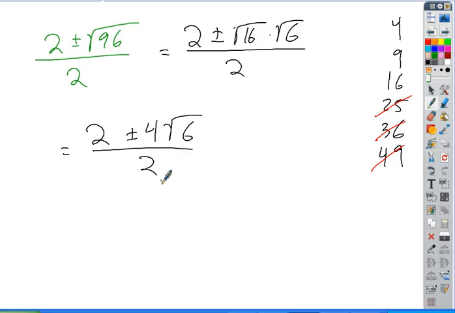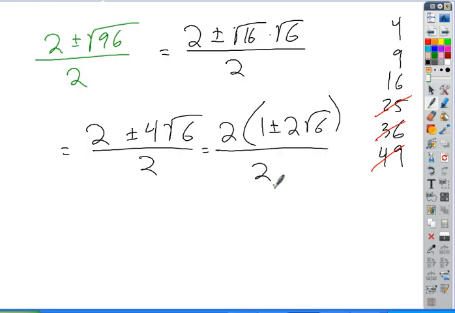undistribute a 2 from both terms on the top. So I could factor out a 2. So that's going to look like 2 times, if I undistribute it, I'm left with a 1 plus or minus 2 square root of 6, right? Everybody agree with that? If I undistribute the 2, if I divide a 2 away from this term, I'm left with a 1. If I divide 4 by 2, I'm going to be left with a 2 there, right?